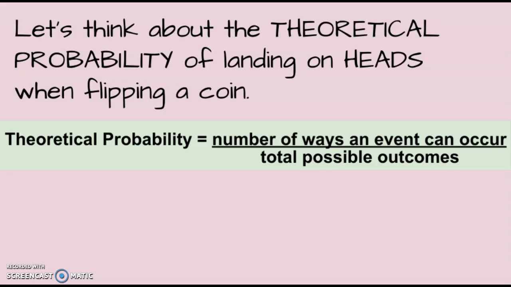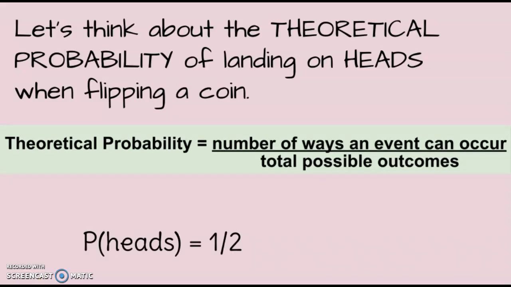Today, we're going to look at the theoretical probability of landing on heads when you flip a coin. So most of us probably already know that the theoretical probability of landing on heads when we flip a coin is 1/2, because a coin has one side heads and one side tails. One of the sides is heads, so that is one way that the event of landing on heads could occur. Out of two possible outcomes, those two outcomes could be landing on heads or landing on tails.